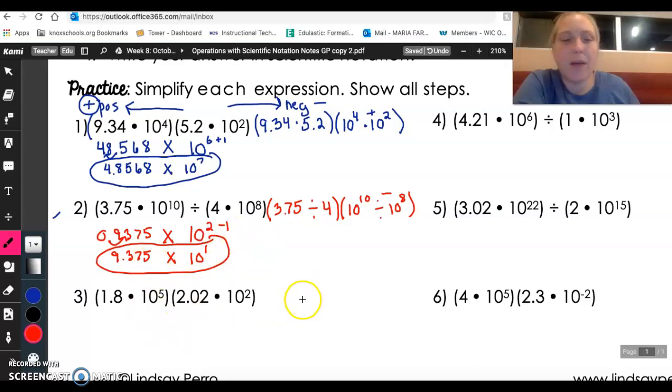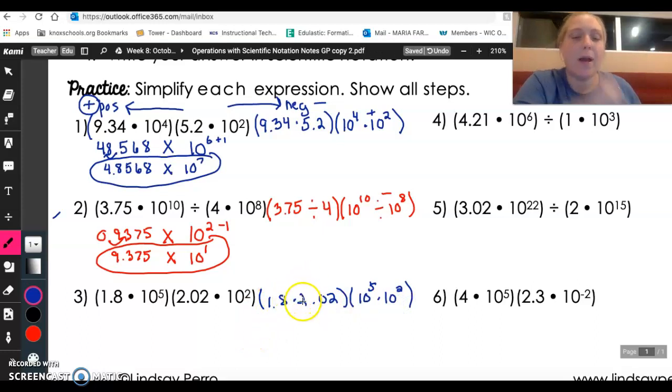Alright, so I'm going to go ahead and do number 3 for you also. It's another multiplication problem. Switch colors. First step is to always separate the constants from the powers. So this is actually going to be 1.8 times 2.02. And then we're going to have the powers being multiplied together. That's 10 to the 5th times 10 squared.